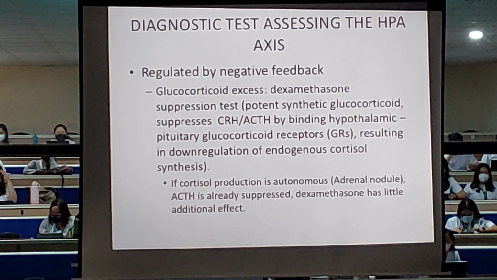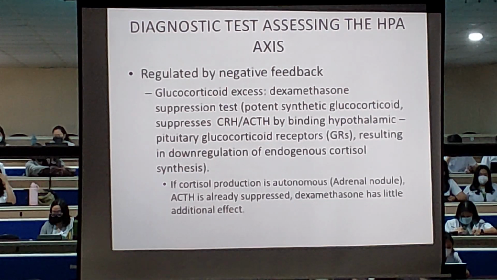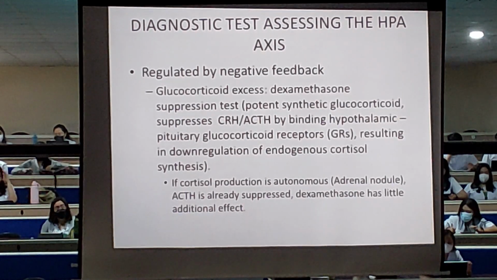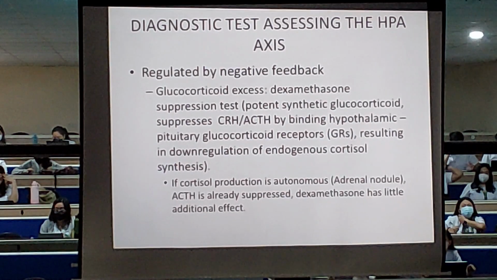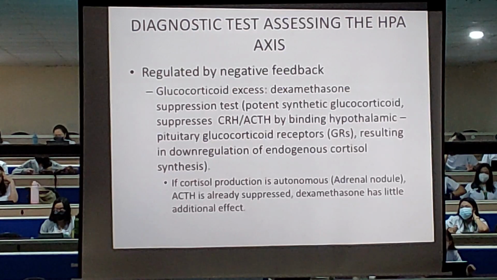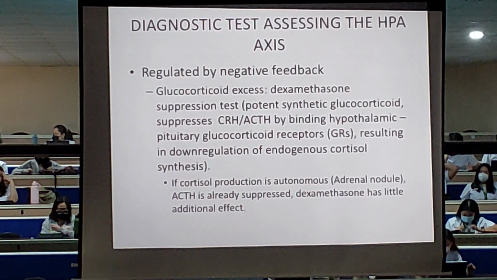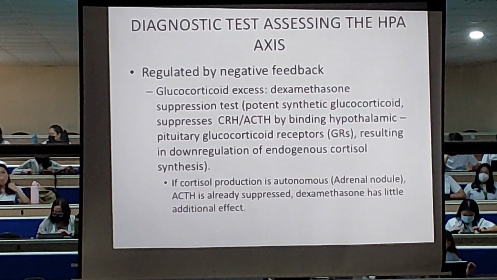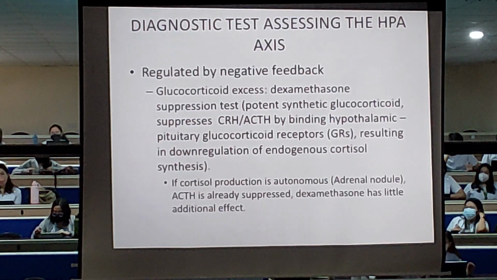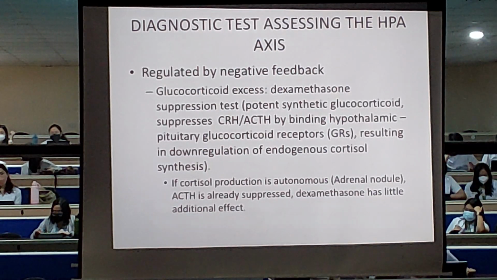So there are several diagnostic tests assessing the hypothalamo-pituitary axis. This is regulated by negative feedback. The first test is for glucocorticoid excess, which is the dexamethasone suppression test. Dexamethasone is a potent synthetic glucocorticoid which suppresses your CRH and ACTH by binding hypothalamic pituitary glucocorticoid receptors, resulting in downregulation of your endogenous cortisol synthesis. If cortisol production is autonomous, meaning the adrenal gland is producing cortisol, for example by an adrenal nodule, ACTH is already suppressed, so dexamethasone has little or no additional effect.